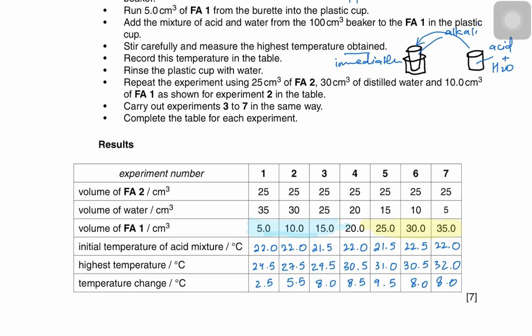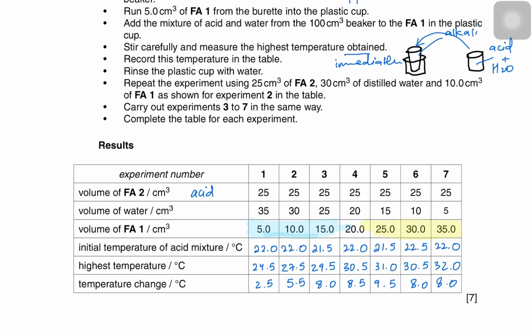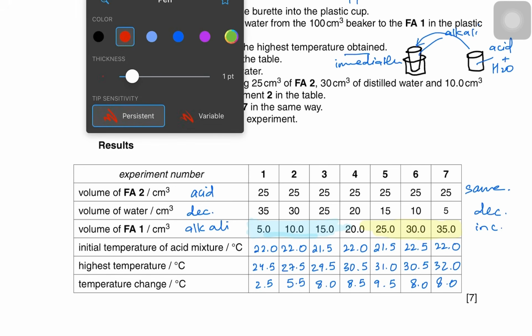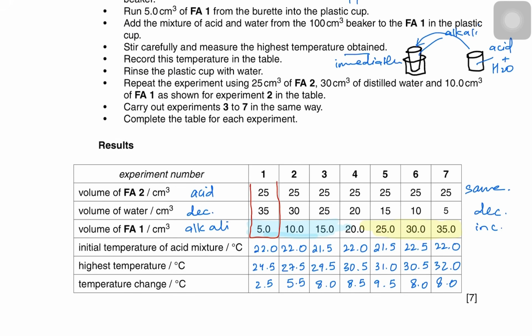Notice in the table that every time the volume of FA2, which is the acid, remains the same. So acid remains the same, but the volume of the alkali is increasing gradually and water decreases gradually. Why is the water decreasing? To make sure the total volume remains the same. In each case, you can see the total volume is 65 cm³. So the container at the end of the day, the plastic cup within the beaker, will have a total 65 cm³ solution.